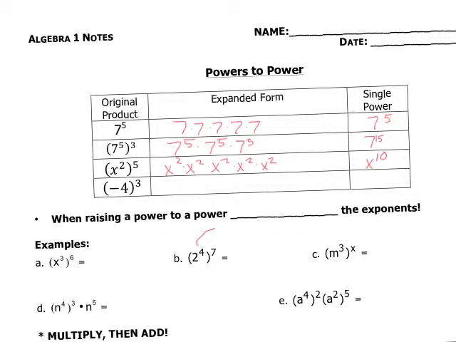Okay, so we don't want to have to do the expanded form every single time, right? Because that can get cumbersome, especially if we get high exponents. So instead of doing expanded form every time, what rule could we use when raising a power to a power? Multiply the exponents, right? Good, so I'm going to multiply the exponents.